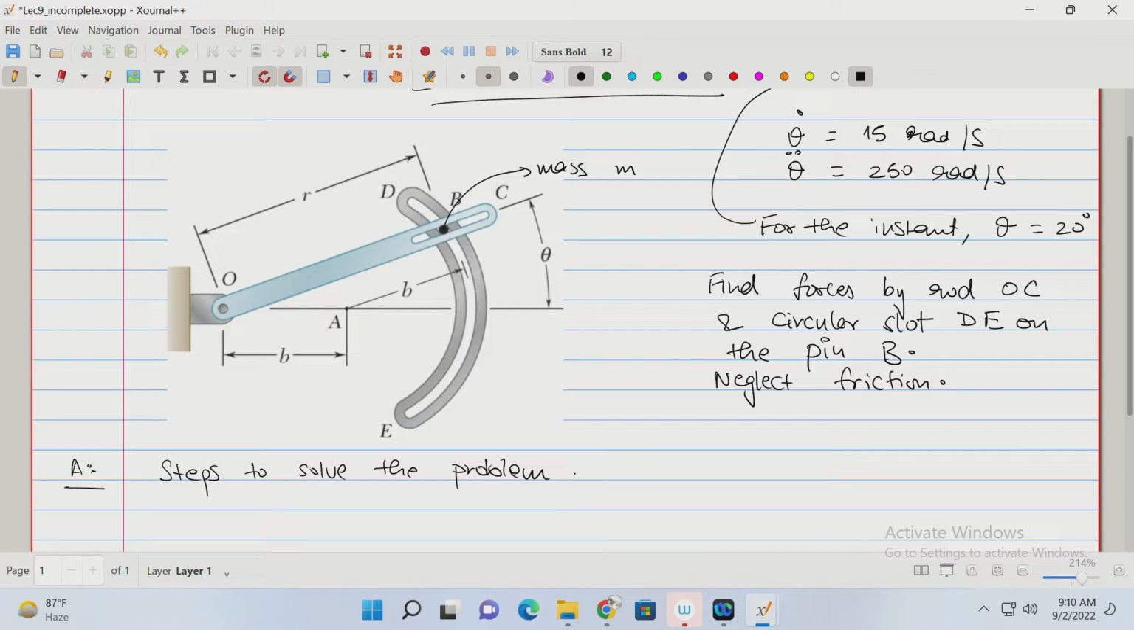Is there any clarification required in the problem? Are we clear about the problem? So let's discuss what steps we'll follow to solve the problem. Can I get some raise of hands, please? Yes.